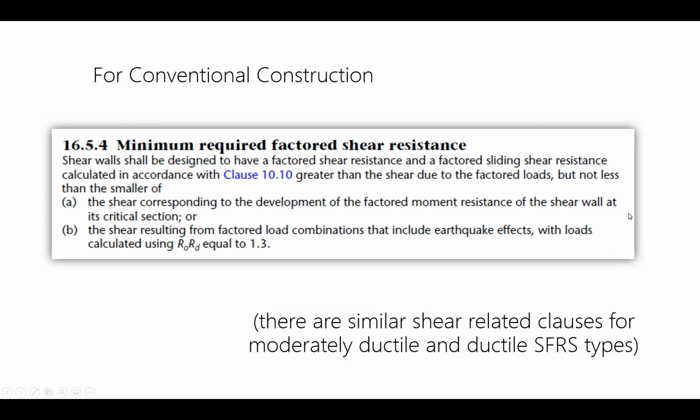I have a clause from CSA S304 2014 edition, 16.5.4, which is talking about conventional construction shear walls. There are similar clauses for other SFRS force modification levels. So if you have higher ductility, there are similar clauses with similar inputs that are a little bit different. But just to keep it simple, I'm just doing conventional construction today.